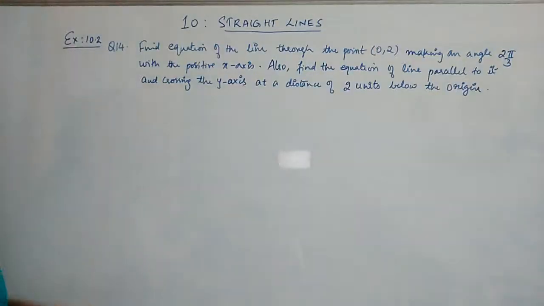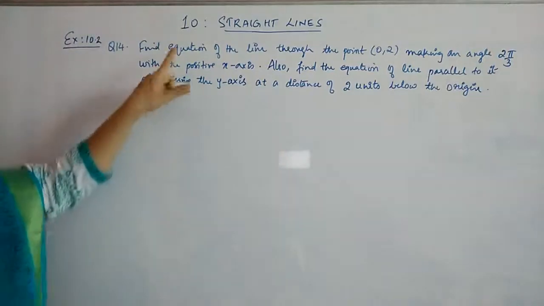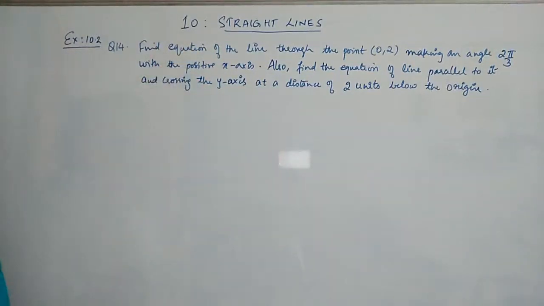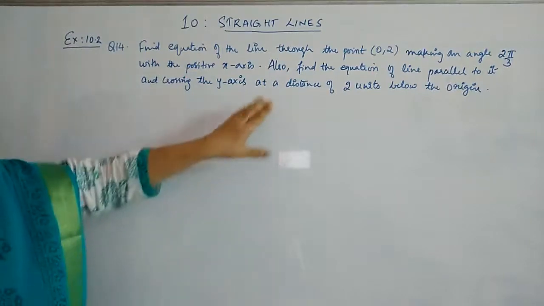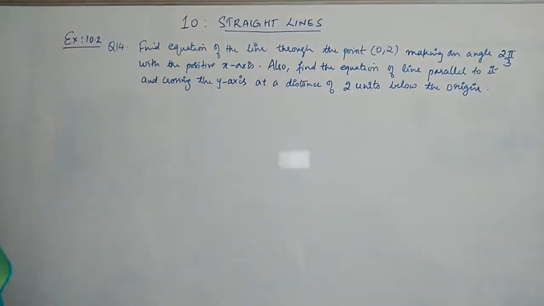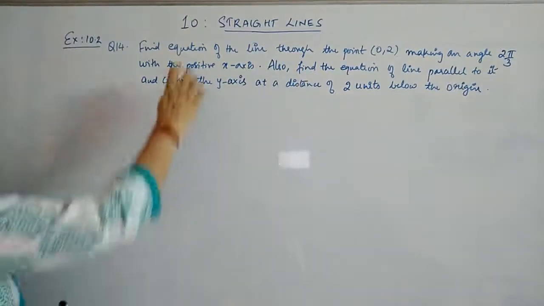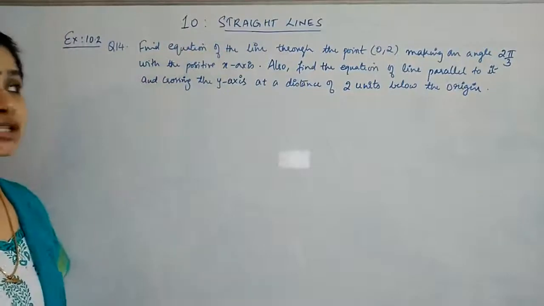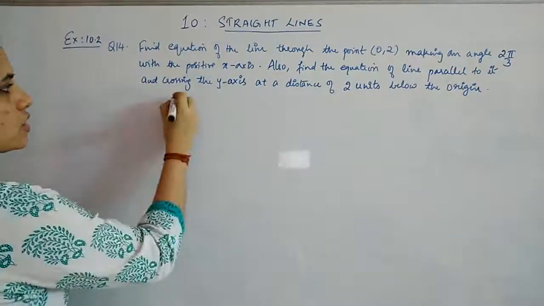Question number 14 is, find the equation of the line through the point (0, 2) making an angle 2 pi by 3 with the positive x-axis, that means inclination is given. Also find the equation of the line parallel to it, and crossing the y-axis at a distance of 2 units below the origin. That means the y-intercept of this second line is also given.